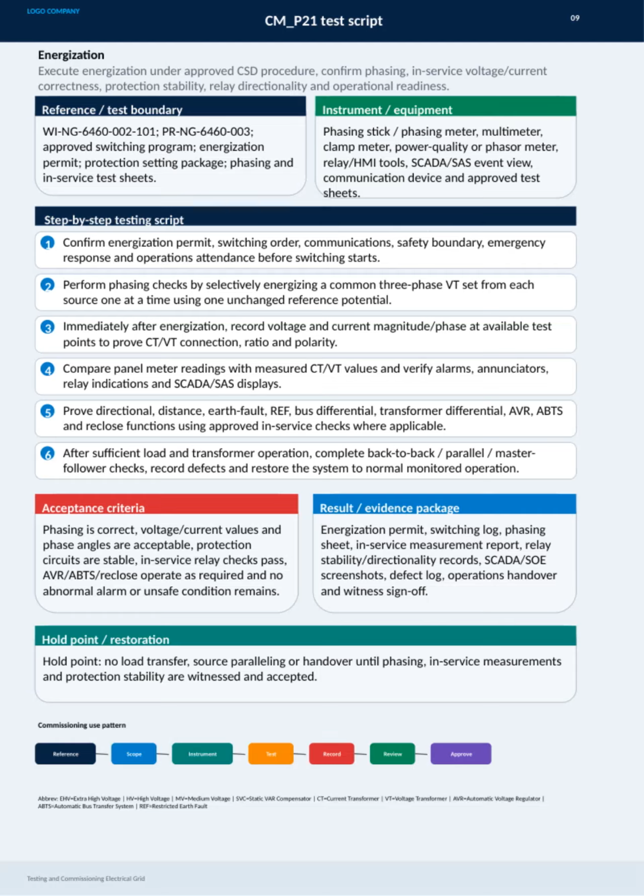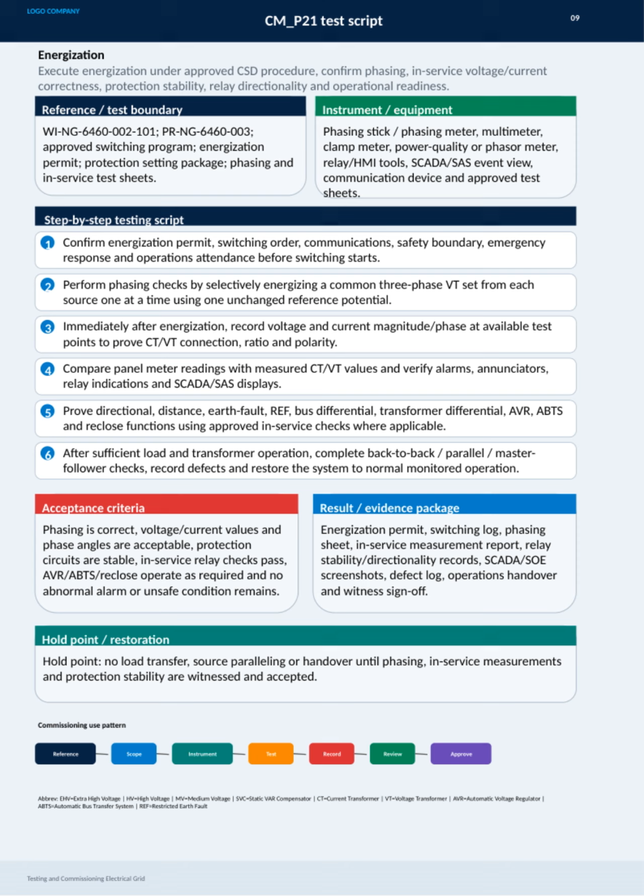On this final slide, we focus on the critical process of energization during the testing and commissioning of the electrical grid. The key step here is to execute energization strictly under the approved CSD procedure, ensuring we confirm phasing accuracy, in-service voltage and current correctness, protection stability, relay directionality, and overall operational readiness.